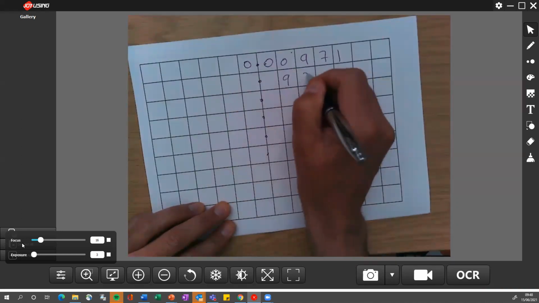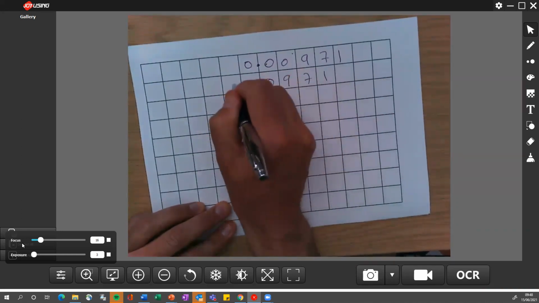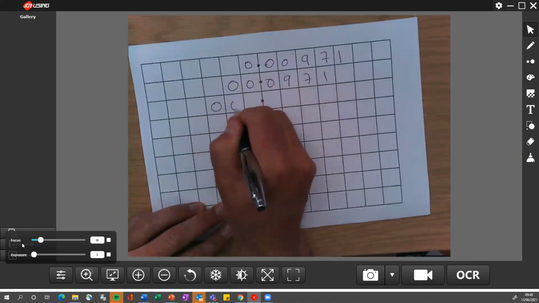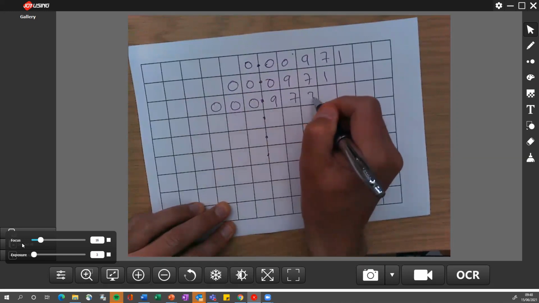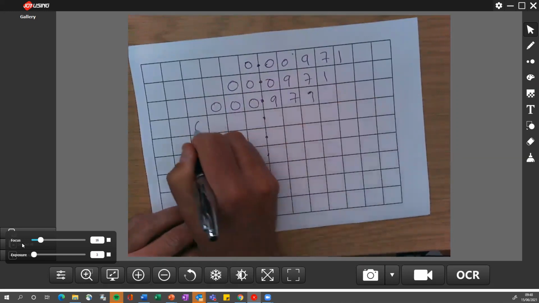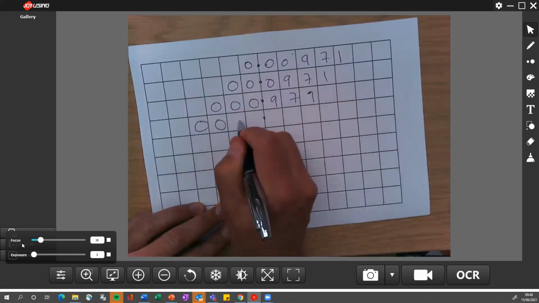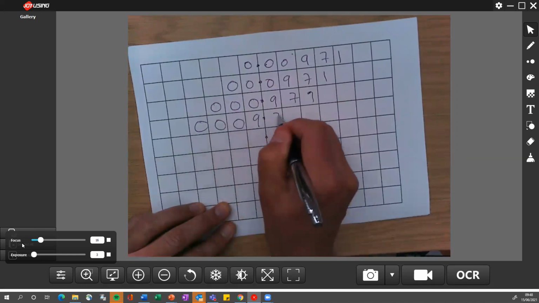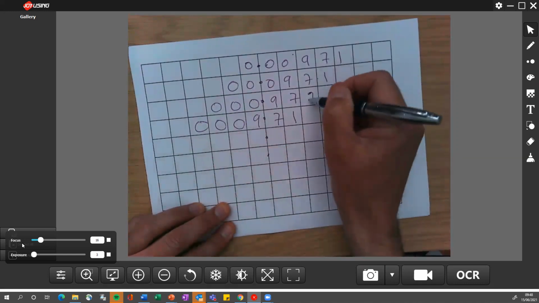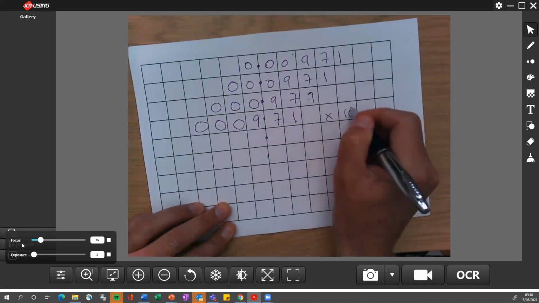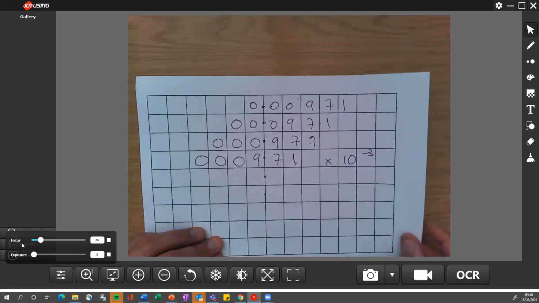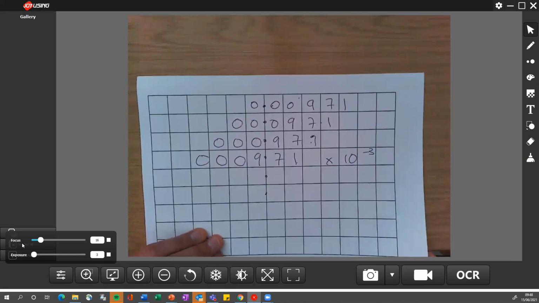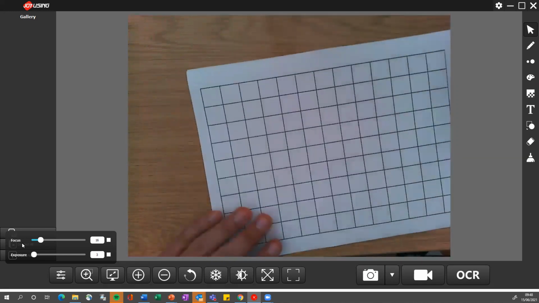So that's going to move up, and then we move it along again. I'm just checking, sorry, that's 1, and then one more move, 0.00971. 1, 2, 3 moves times 10 to the minus 3. So that allows us then to convert numbers in ordinary form to standard form.